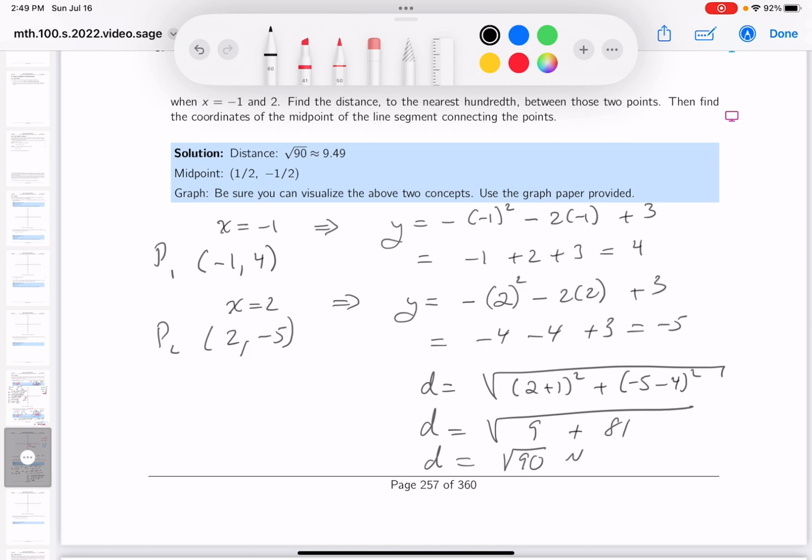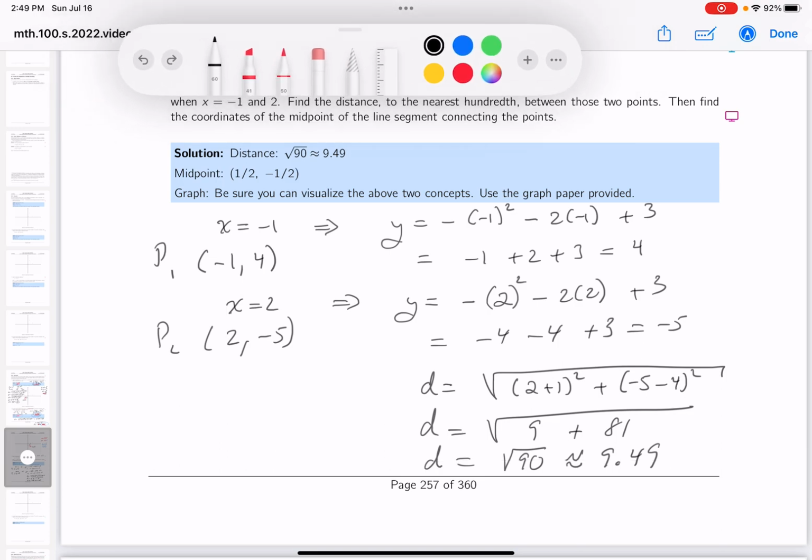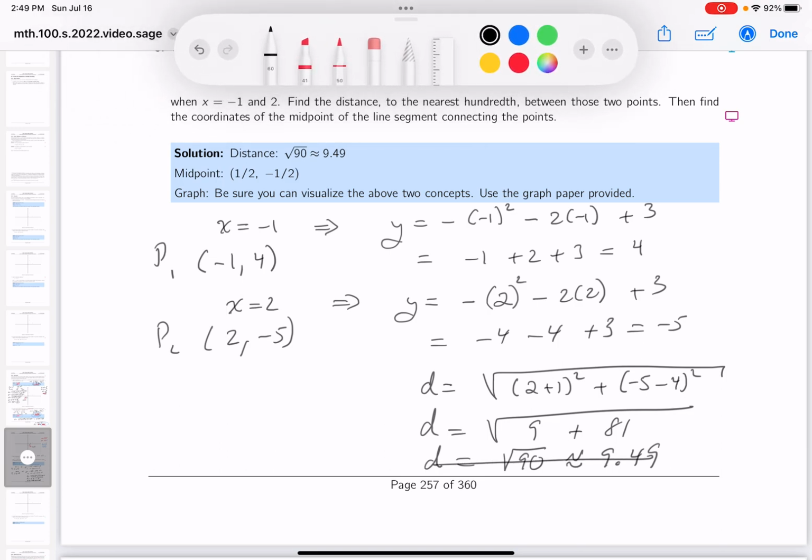They also want you to approximate it to the nearest hundredth. Again, I would recommend using a calculator to do that. You should get 9.49. Let me go to the key, take a look at that, and see if we got those answers. These are the answers right over here.